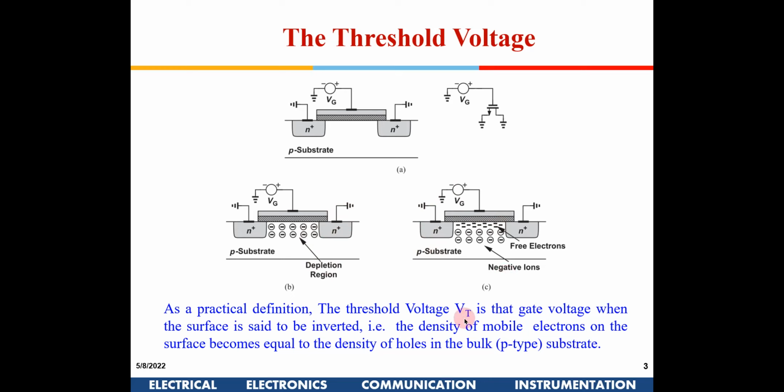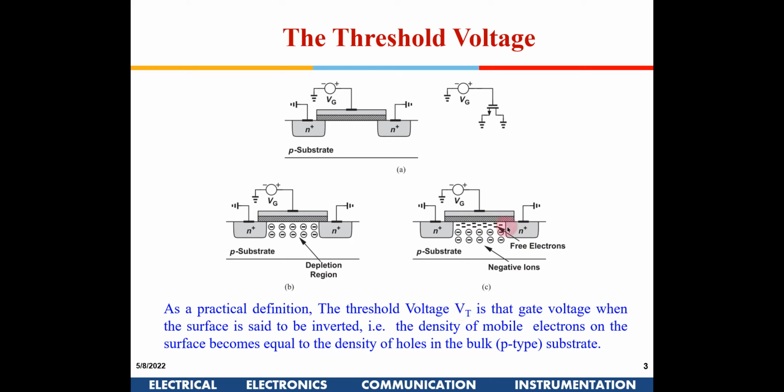Now, inverted means the density of the mobile electrons on the surface becomes equal to the density of the holes in the bulk P type. So whatever is the doping here, an equal carrier density of opposite polarity will be here. So that is defined as a threshold voltage.